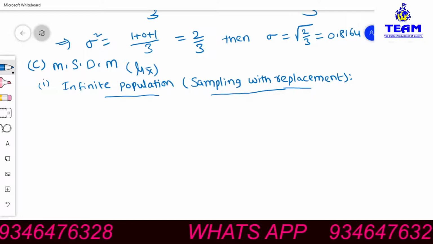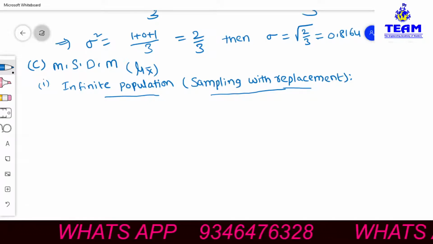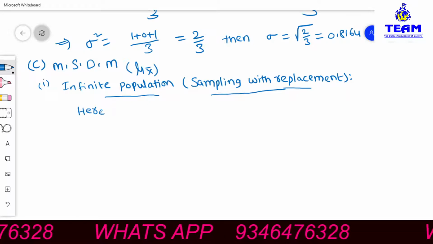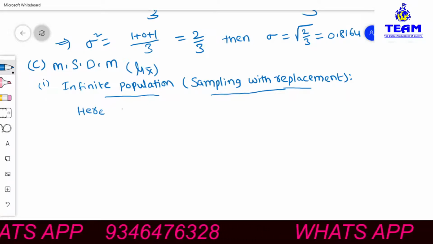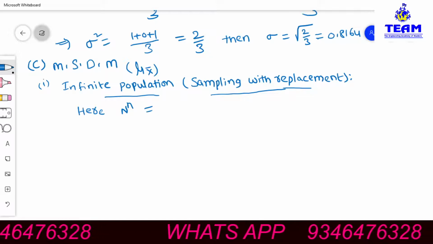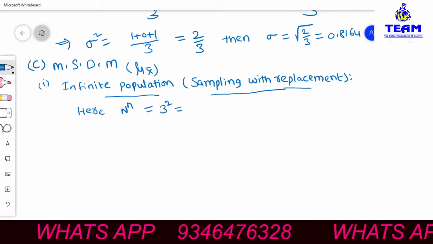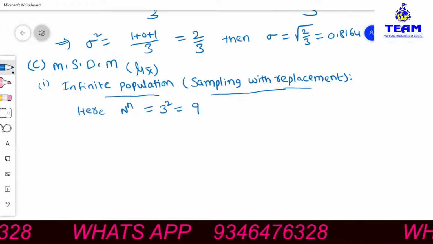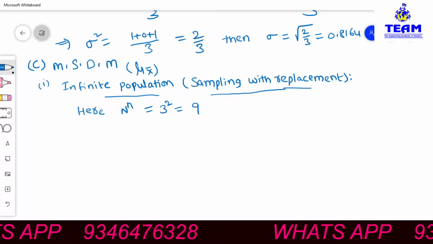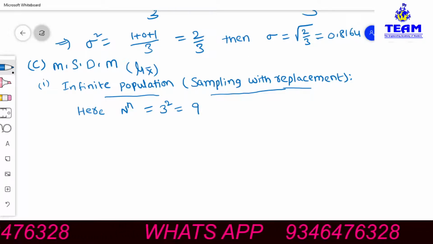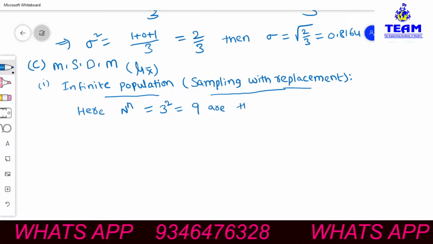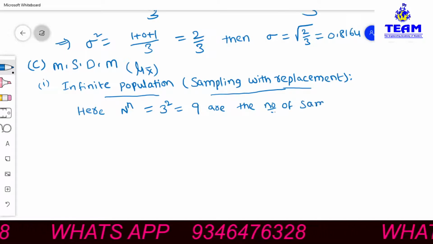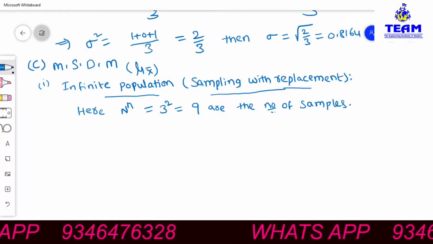We can use the formula for the number of samples, which is N power n. Here the number of samples can be calculated from N power n, nothing but 3 power 2. So there exist 9 samples, where each sample size is 2. 9 is the number of samples.